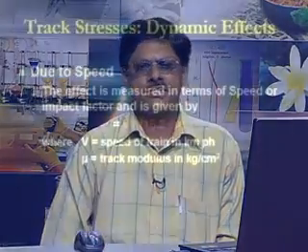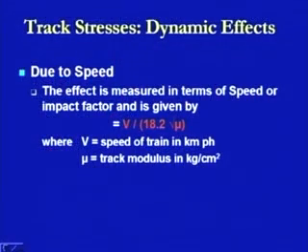So, this is all about the different types of track stresses which are induced because of any static load condition. Now, we talk about the dynamic effects here. In the case of the dynamic effects, it is because of the speed. The effect is measured in terms of speed, and this is defined as an impact factor which is computed as V divided by 18.2 root mu, where mu is the track modulus in kg per centimeter square and V is the speed of the train in kilometers per hour. This is the previous formula which was used to identify the effect of the speed in terms of impact factor or speed factor.